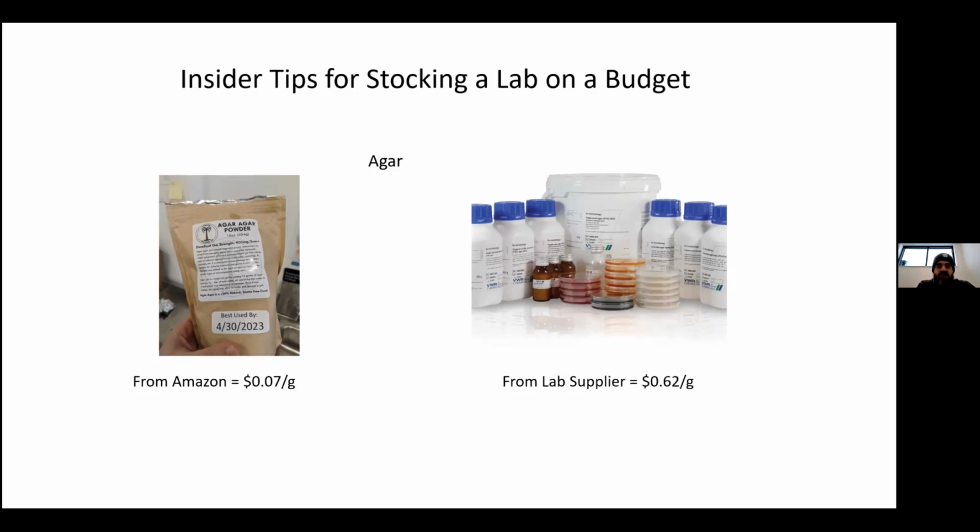It does the same thing. We've been using the Amazon stuff for years, and it does the same thing. But this is a food grade agar, and we use it in our plates and save lots of money.